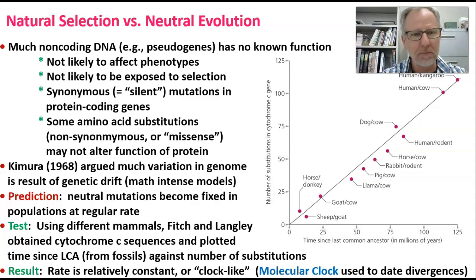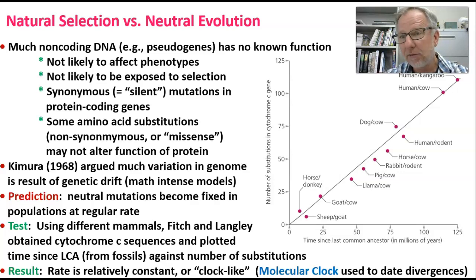To test this prediction, Fitch and Langley, several decades ago, obtained cytochrome C sequences from a variety of different mammals and plotted the differences in the sequences, the number of substitutions in cytochrome C, against the amount of time since these various types of mammals last shared a common ancestor. And we know that from the fossil record. So we get the genetic data from our friendly geneticists. We get the fossil data from our friendly paleontologists, and we do a collaborative project.